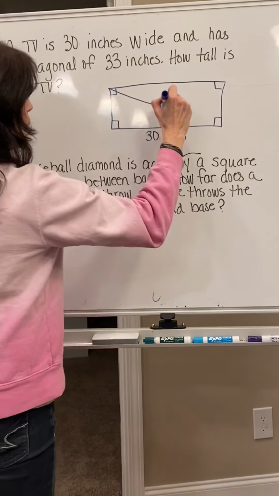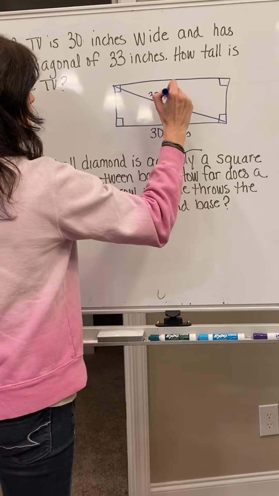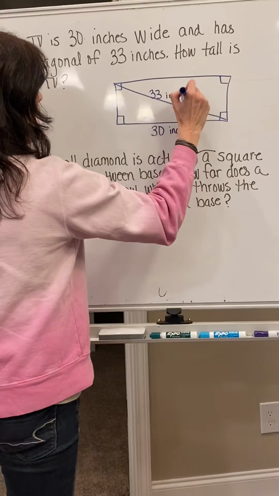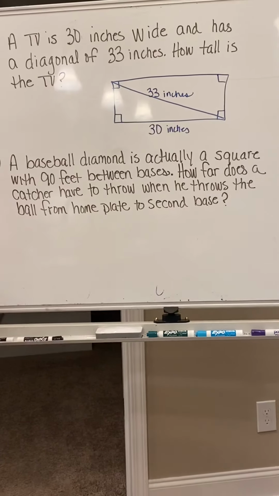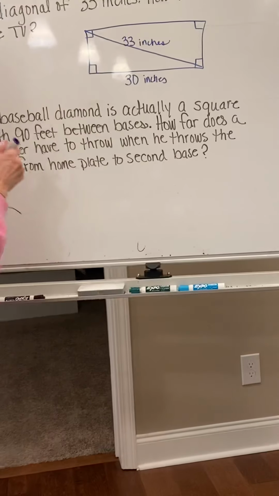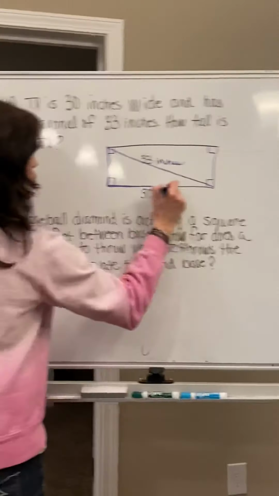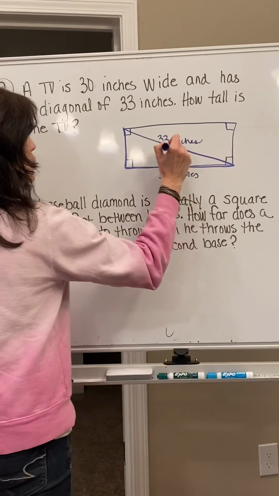So I want you to look at what happens when I sketch in the diagonal. That diagonal is going to be the hypotenuse, or the C value of my triangle. So when you have a rectangle and you draw in a diagonal, what you create is a right triangle.